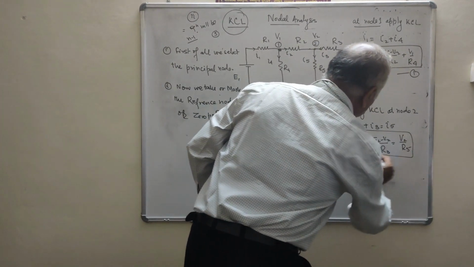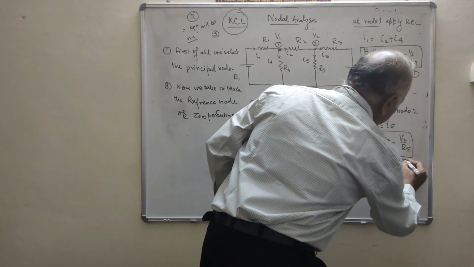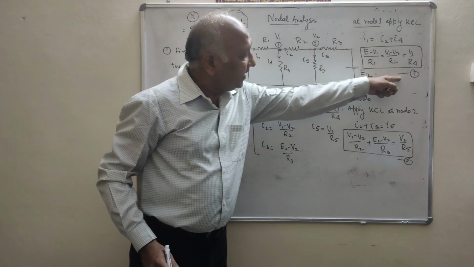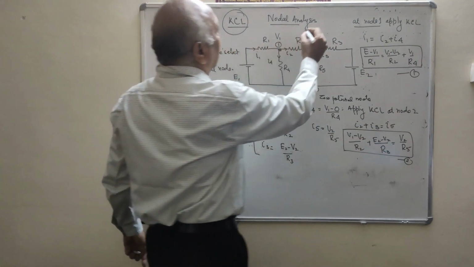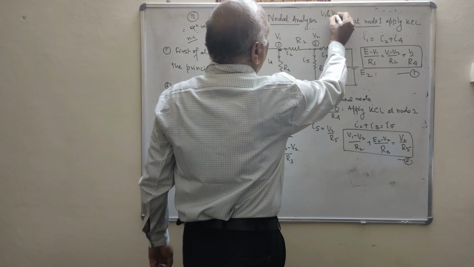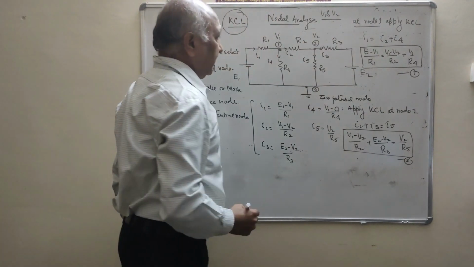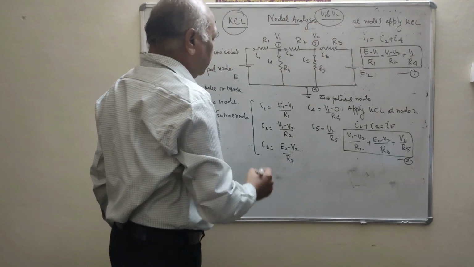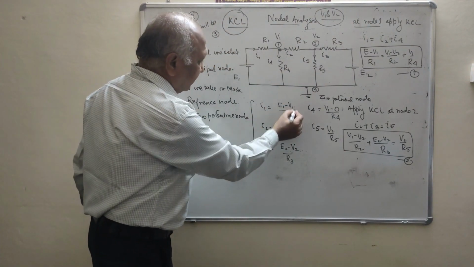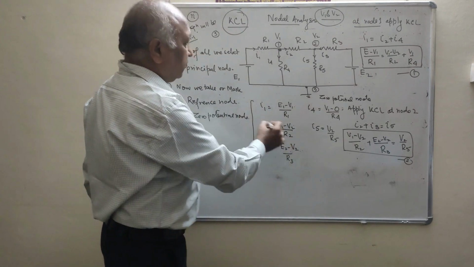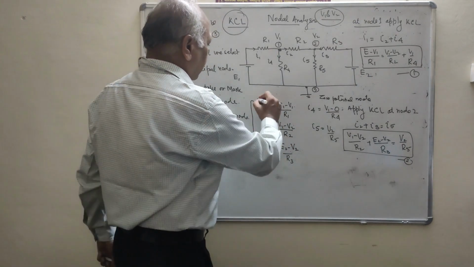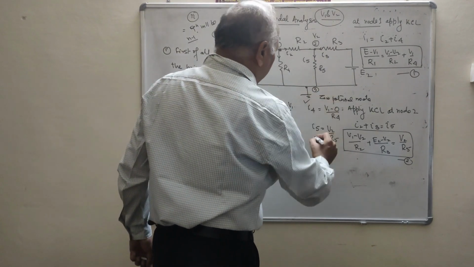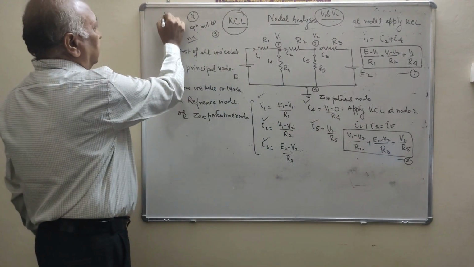Clear? Now you will see we are getting equation 1 and equation 2. Clear? After solving equations 1 and 2, we will get the values of V1 and V2. Clear? Now when we find the values of V1 and V2, then we will put the values of V1, V2 in this set of equations of the current, and we will get the values of I1, I2, I3, I4, I5.